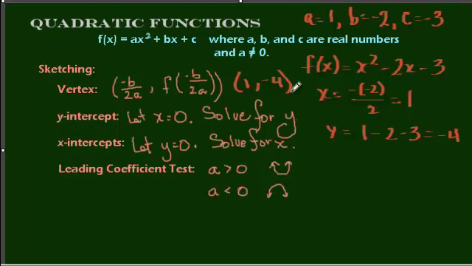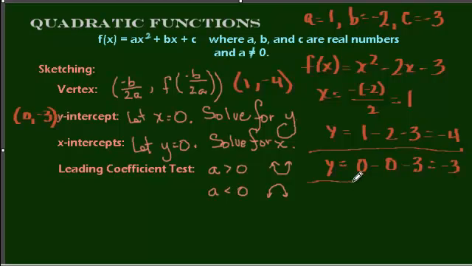Our y-intercept, we substitute in a 0 for x. So in order to find the y-intercept, we'll do that right here. Plug in a 0 for x. Y equals 0 squared, which is 0, minus 2 times 0, that's 0, minus 3. So our y-intercept occurs at negative 3. So for our y-intercept, we get x is 0, y is negative 3.